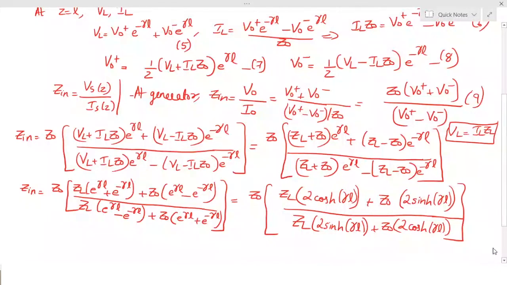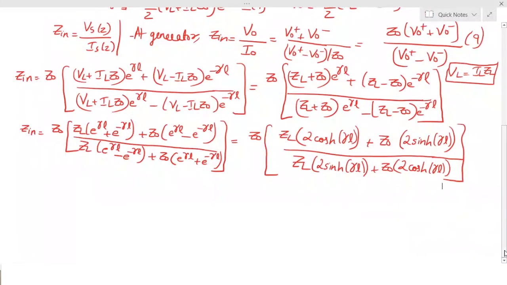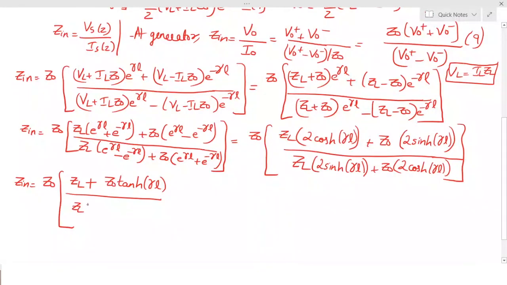Now the final step, you are dividing the equation throughout with sinh gamma L. You will be getting Zin is equal to Z0 into ZL. 2 is common throughout, you can divide with 2. When you divide with 2 cosh gamma L, this term only exists, and in the next case it will be Z0 tanh gamma L divided by ZL tanh gamma L plus Z0.